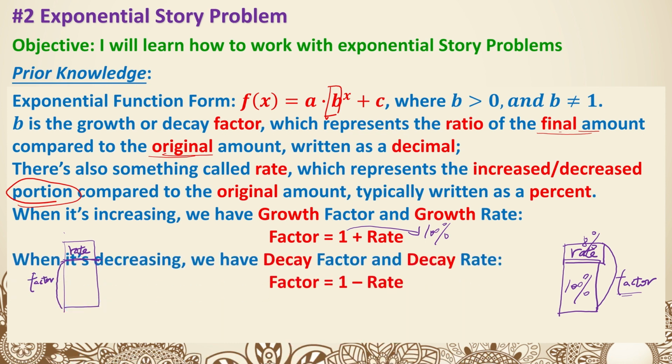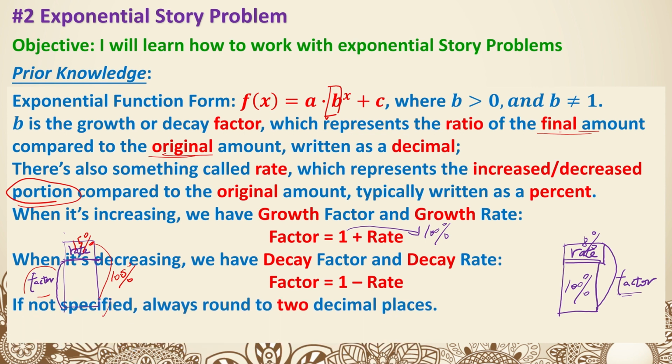When it's decreasing, we have decay factor and decay rate. And in that case, factor is going to be 1 minus the rate. So in the previous lesson, if you remember, let's say this whole thing originally was 100%, and instead went down 15%. That will keep the factor as the leftover 85%. If not specified, we always round to 2 decimal places.